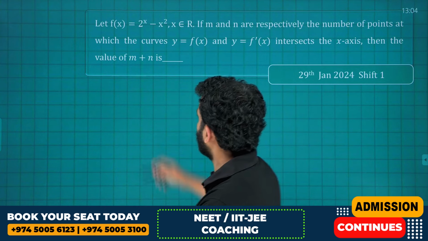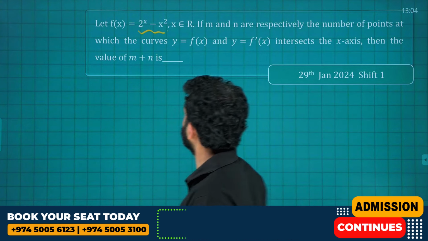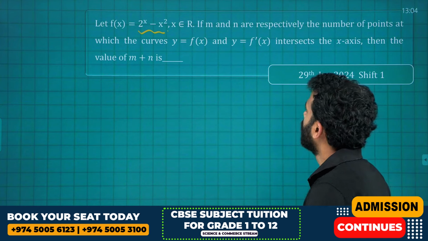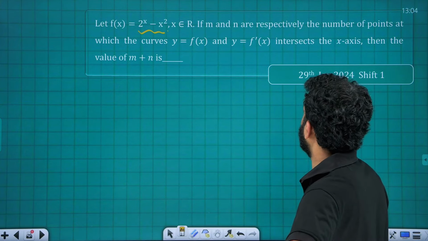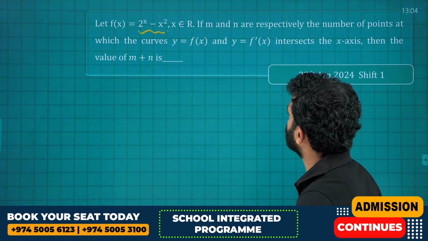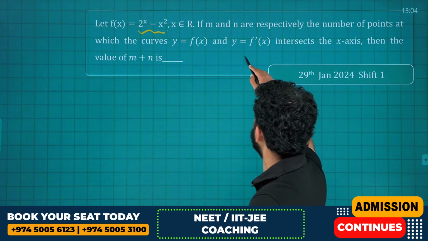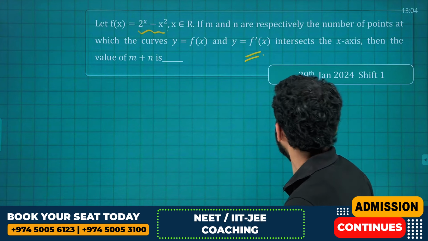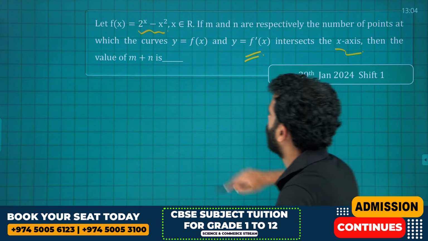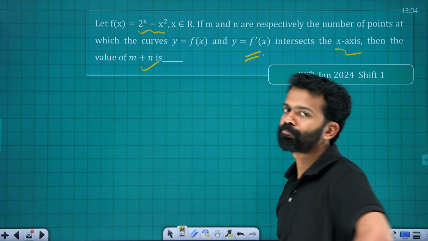Easy one. f of x is equal to 2 raised to x minus x square, x an element of R. If m and n are respectively the number of points at which the curves y is equal to f of x and y is equal to f dash of x intersect the x-axis, then you need to find the value of m plus n.